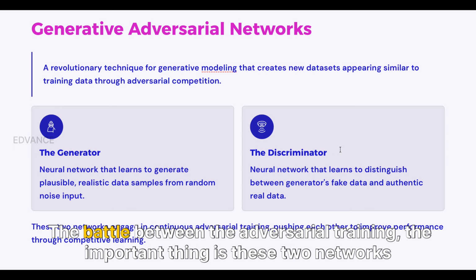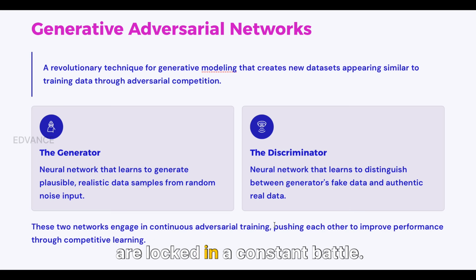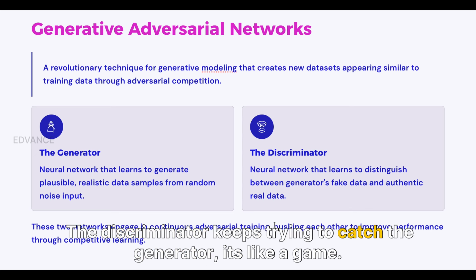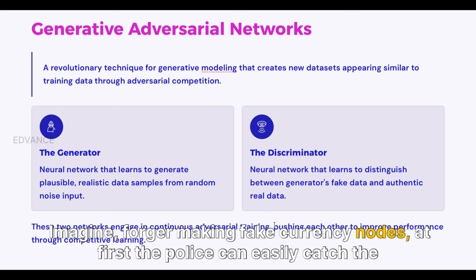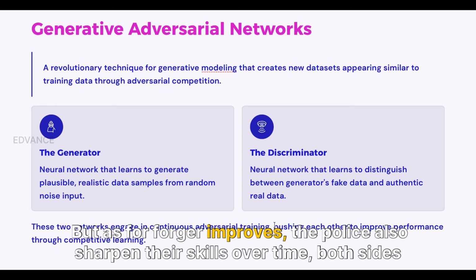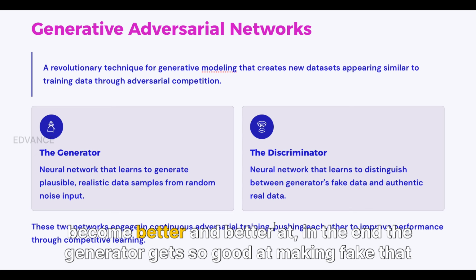The battle between them is called adversarial training. The important thing is these two networks are locked in a constant battle. The generator keeps trying to fool the discriminator, and the discriminator keeps trying to catch the generator. It's like a game. Imagine a forger making fake currency notes. At first, the police can easily catch the fakes, but as the forger improves, the police also sharpen their skills over time. Both sides become better and better.